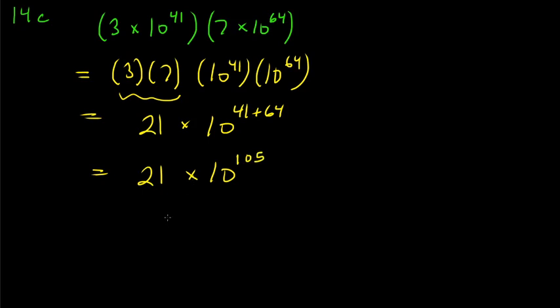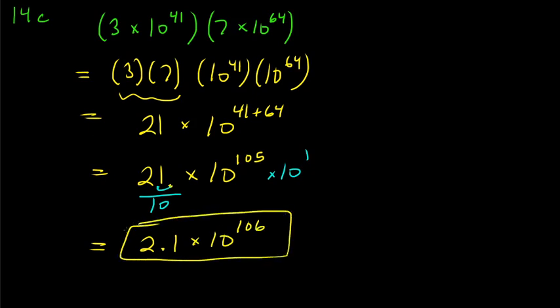Again, this is correct, but it's not scientific notation because we have 2 digits in front of the decimal. We're only allowed 1, right? So that means we have to move the decimal to the left 1 unit. So divide by 10 and multiply by 10. When we do that, 21 divided by 10 is now 2.1, and 105 plus 1 is 106. So 2.1 times 10 to the power 106.